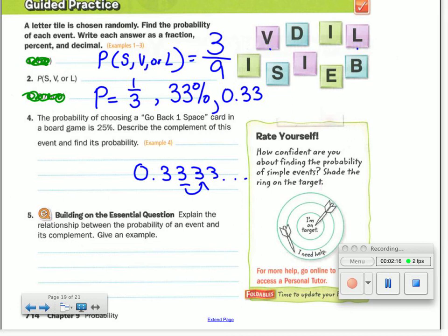Most of the problems on your assignment are ones that I expect you to start to know the fraction. So you really shouldn't have to do the dividing, the long division, because we need to start just knowing those fractions. It'll make your life a little easier.